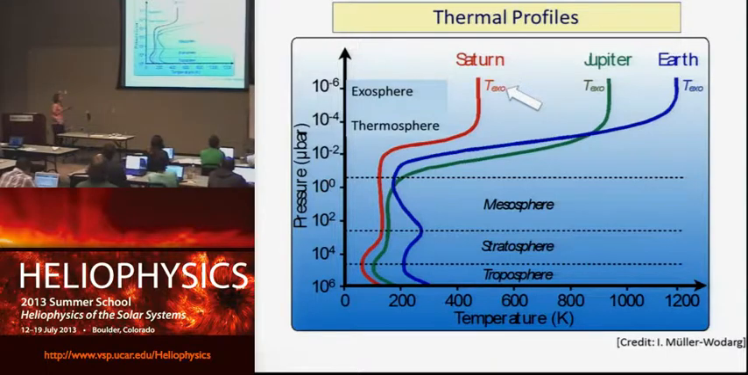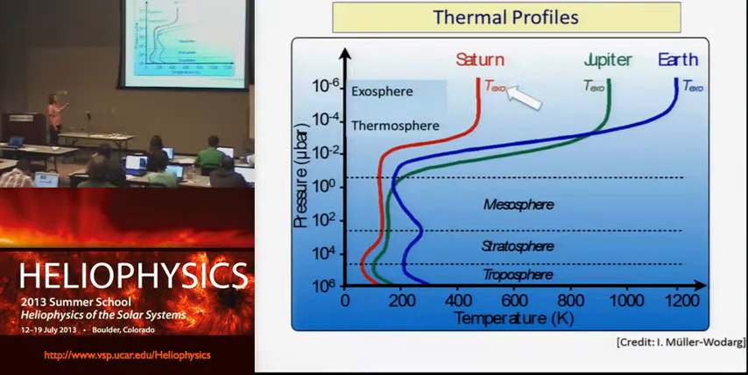What is presented here is a profile in pressure of the temperature in the atmosphere of Saturn, Jupiter, and Earth. You can see that the different regions, troposphere, stratosphere, mesosphere, thermosphere, and exosphere, are associated with a different temperature gradient. We're going to focus here on the thermosphere, which is associated with a positive temperature gradient. So the energy sources are deposited in this outer layer.